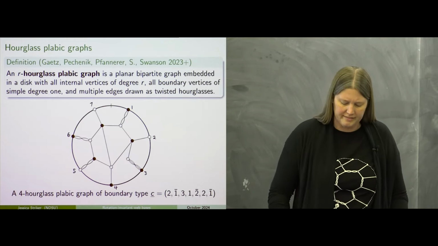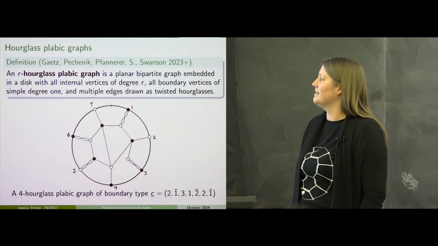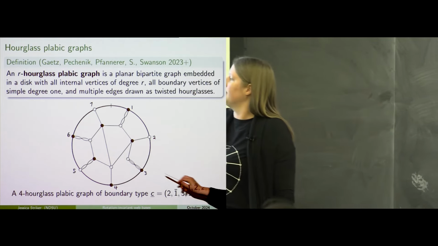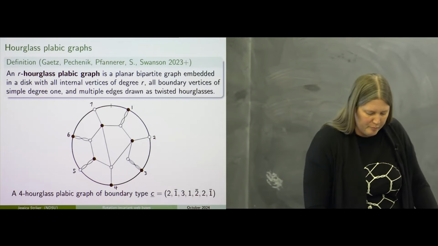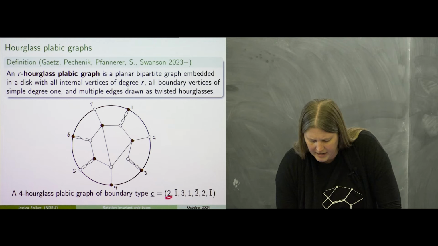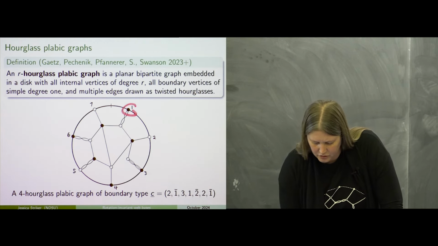So I'll show you a couple more examples of our hourglass plabic graphs. So here's one. This one kind of looks interesting. So notice there are some hourglass shapes on the boundary, and that's okay. So every time there's a black vertex, we're going to just record how many edges are in that hourglass. So the first one is a 2.